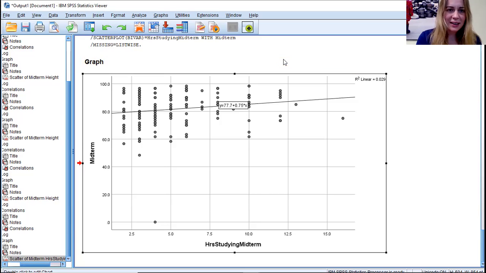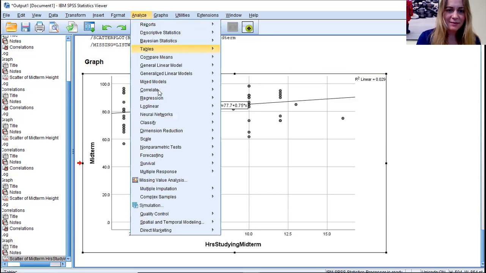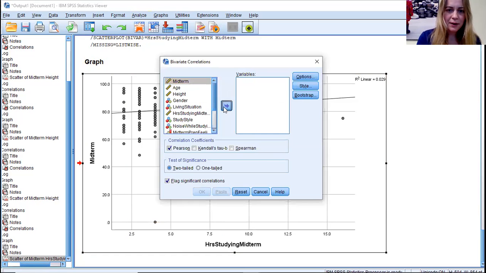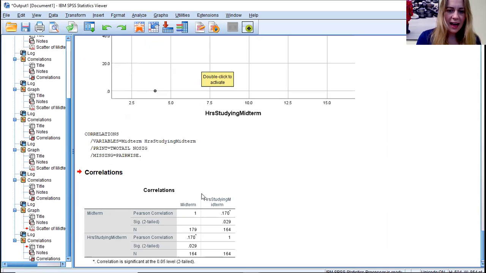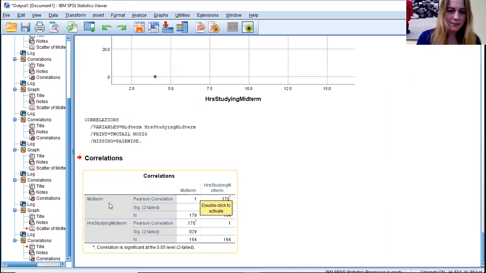Now let's go ahead and run a correlation and see if it's significant. So we want to do what's called a bivariate correlation, and we put our variables here. We want to look to see if this correlation is linear, so we do the Pearson correlation. We want to see whether it's significant. And so here are the results that we get. So midterm, we want to see if that relates to hours spent studying for the midterm. Here's our R value, the Pearson correlation value. It is 0.17. So this is a positive relationship, and it is pretty weak.